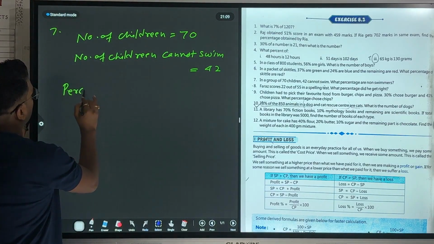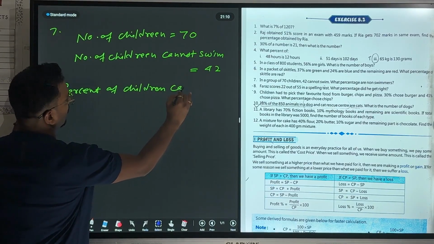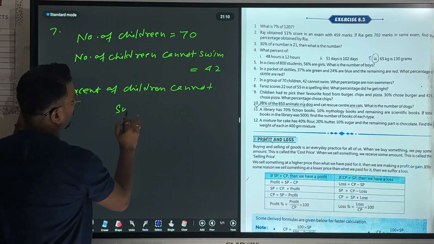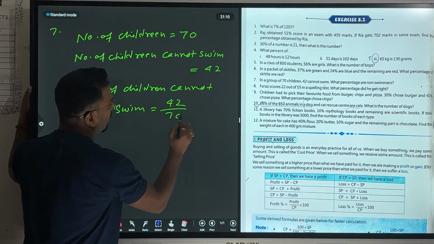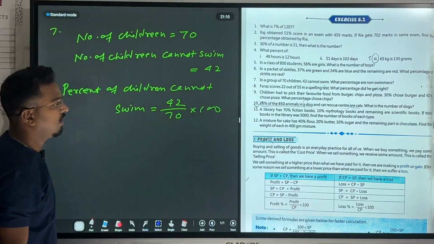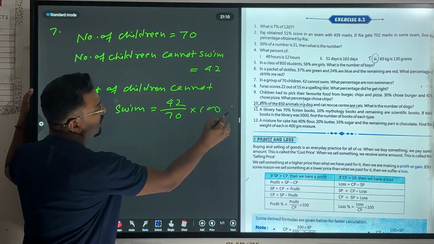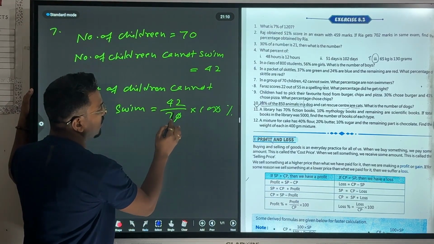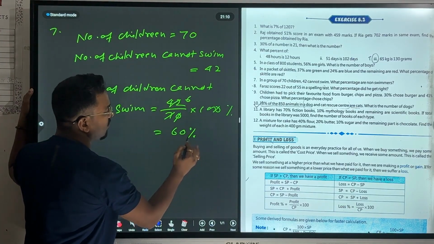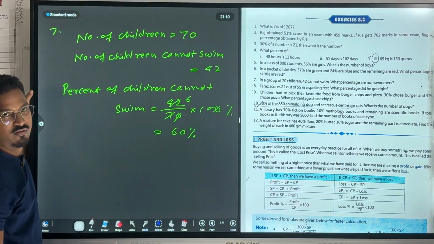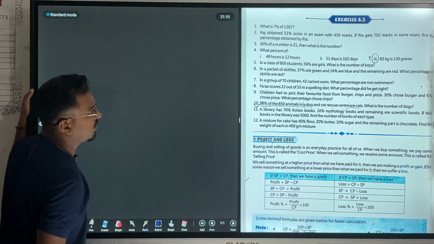So, percent of children who cannot swim is 42 out of the total. Total is 70, multiplied by 100. So we will get the percentage. The 0s will get cancelled. 7 6s are 42, so 6 into 10 is 60. So 60% of the children cannot swim. Fine. Next.